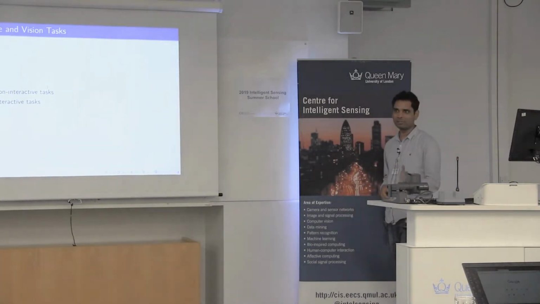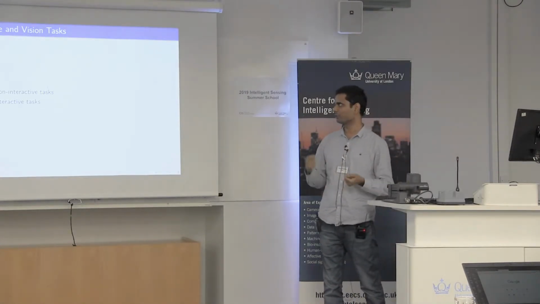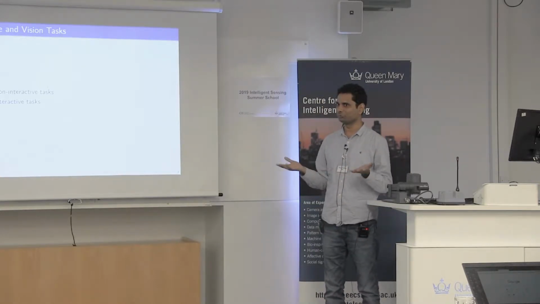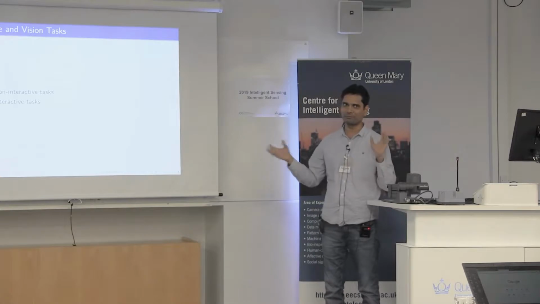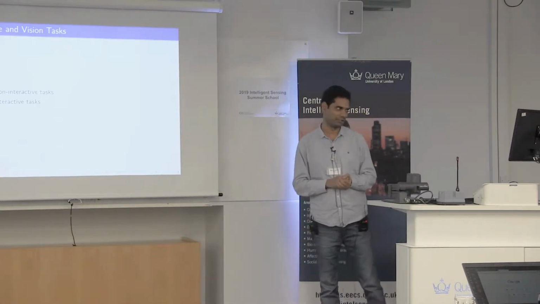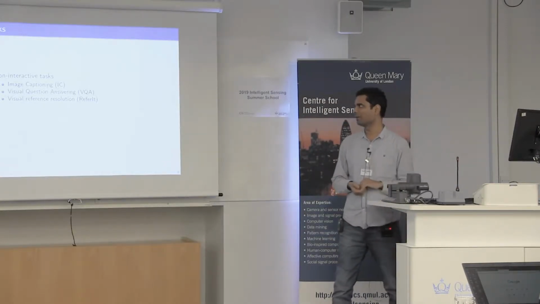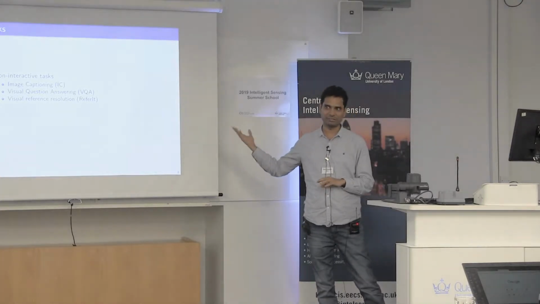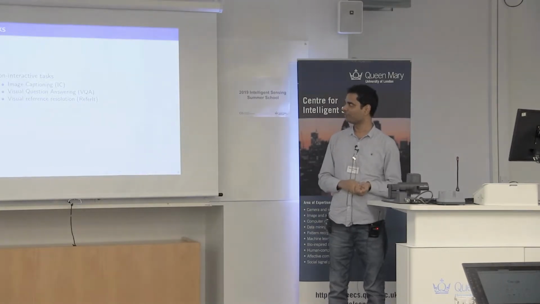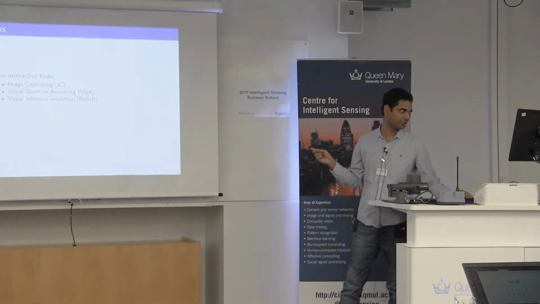Broadly we can divide the tasks into two types: non-interactive tasks, in which you just have a single agent to do your task, and interactive tasks, where you have two agents that communicate with each other to perform the task. In the non-interactive tasks, I'm listing only three here, though there are lots of other tasks: image captioning, visual question answering, and visual co-reference resolution, or ReferIt. I will come to details later.